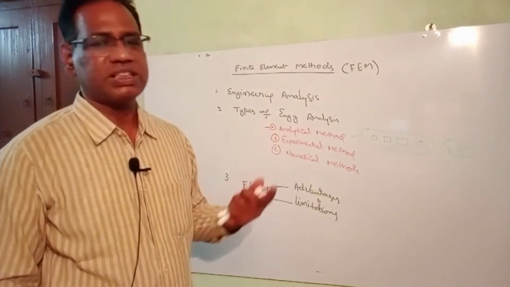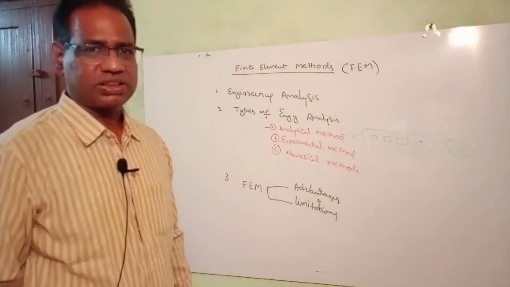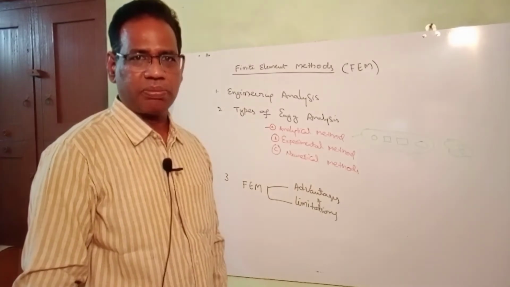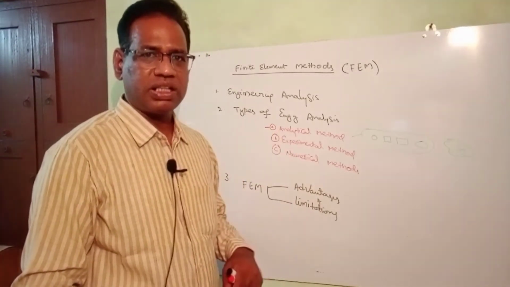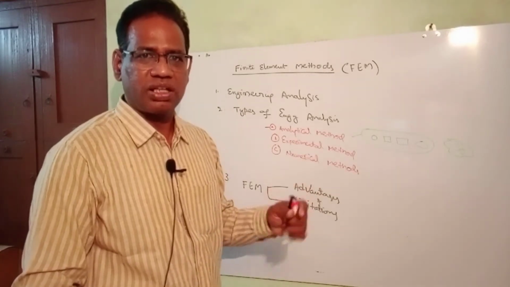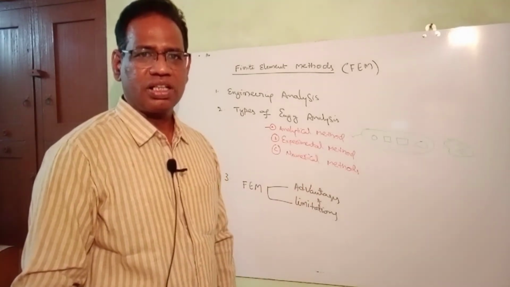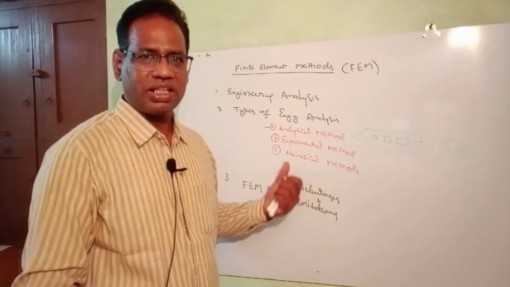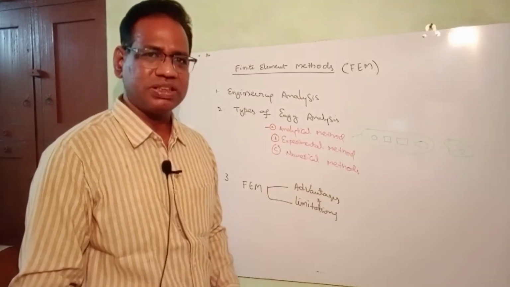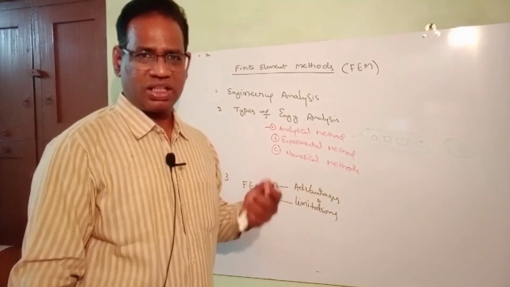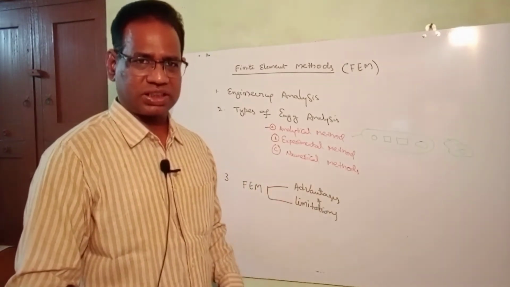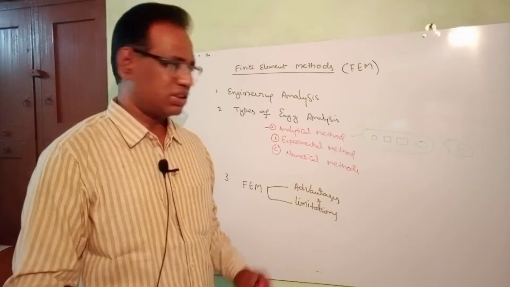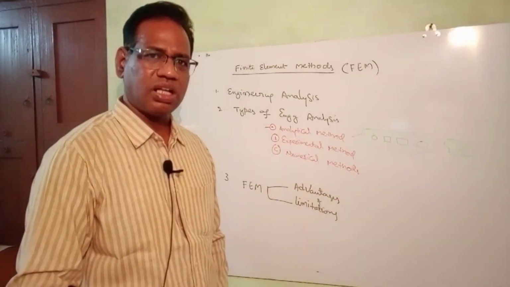Because suppose it is a civil engineering construction of a bridge, or construction of a dam, for that we first construct the dam, then we will conduct the experiment. If it is withstanding, then it is okay, otherwise it is rejected. So like that, in engineering analysis, what is the loss that we can predict? Once the dam is constructed, after that if it is not withstanding, then it is gone.